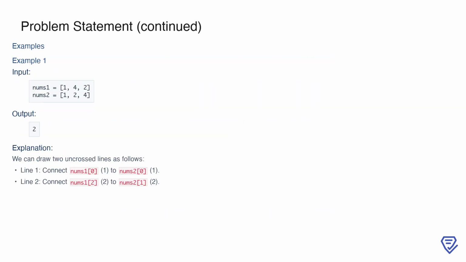To better understand the problem, let's look at an example. Suppose nums1 is [1, 4, 2], and nums2 is [1, 2, 4]. In this case, the maximum number of uncrossed lines is 2. Specifically, you can connect nums1[0], which is 1, to nums2[0], also 1, and nums1[2], which is 2, to nums2[1], also 2. Notice that these connections do not intersect, and the number 4 in both arrays is left unconnected. This demonstrates how we aim to maximize the number of lines while ensuring they remain uncrossed.